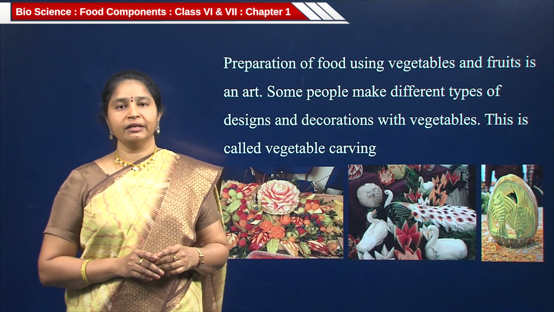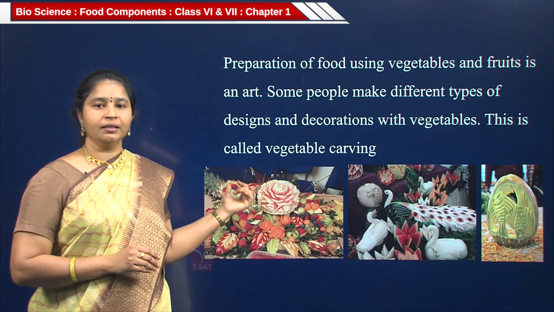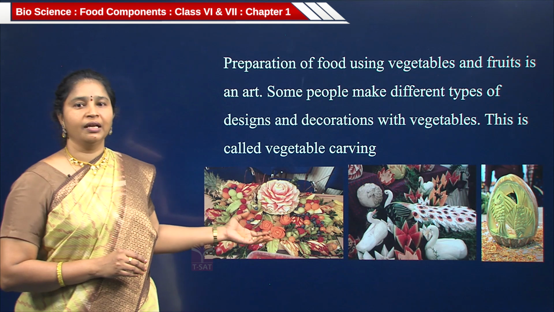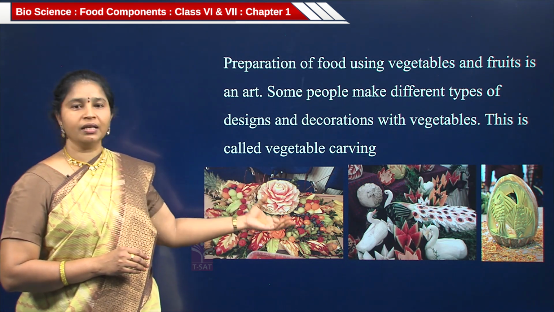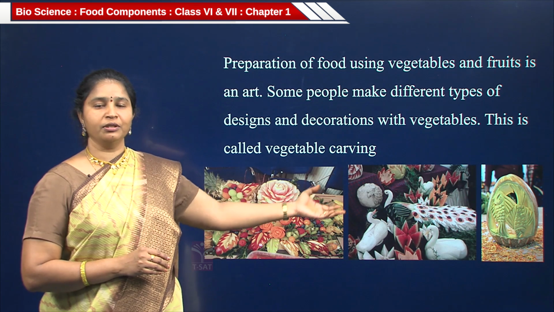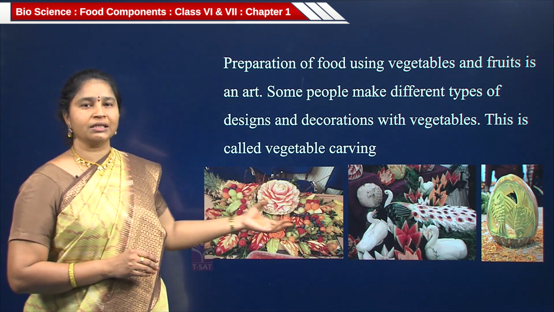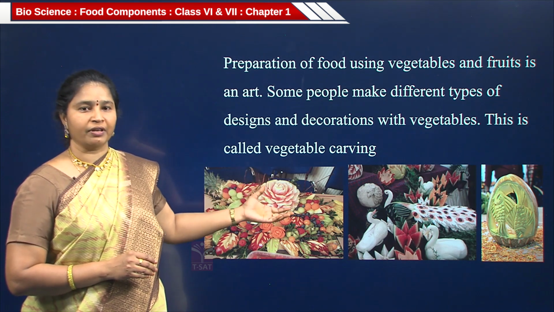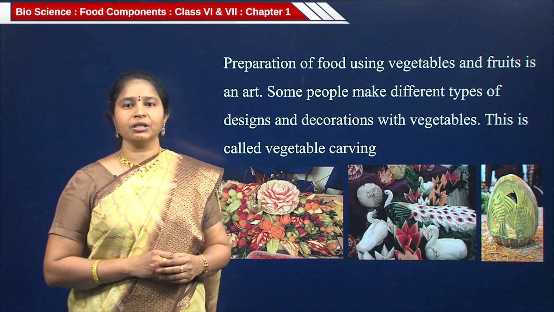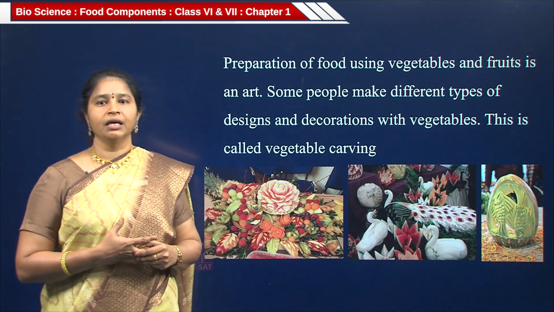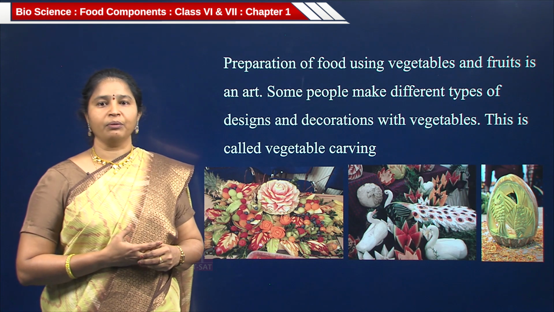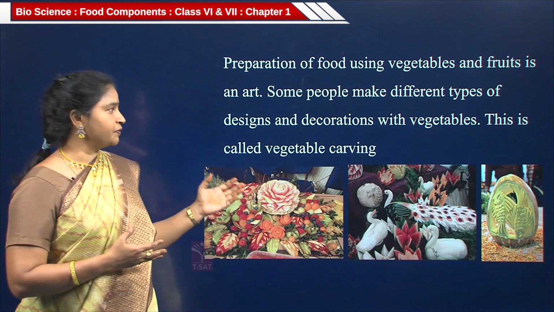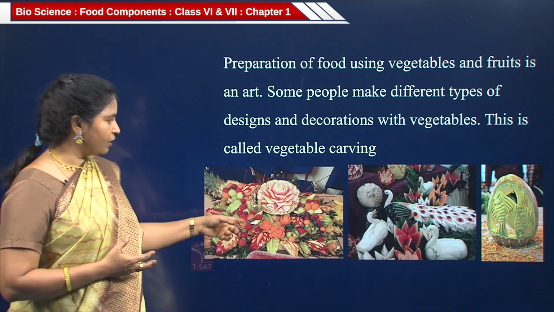So this is the interesting one. What is this called? Here you can see the pictures you are observing. The beautiful models prepared with vegetables and fruits. What we call this art is vegetable carving or fruit carving. So, see here, preparation of food using vegetables and fruits is an art. Some people make different types of designs and decorations with vegetables. This is called vegetable carving. Here you can see the fruit carving also.